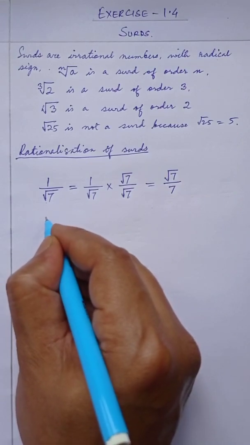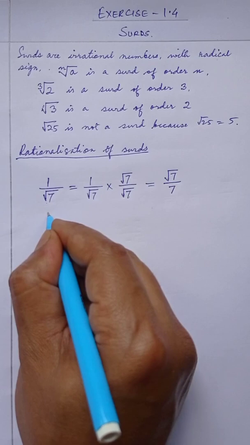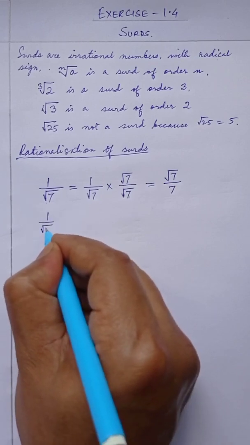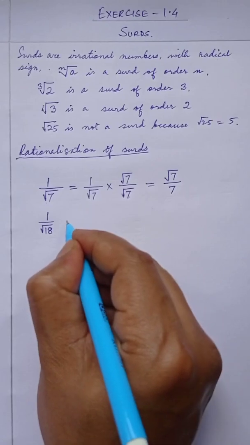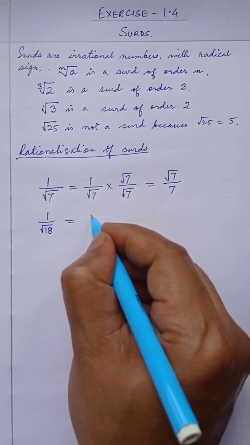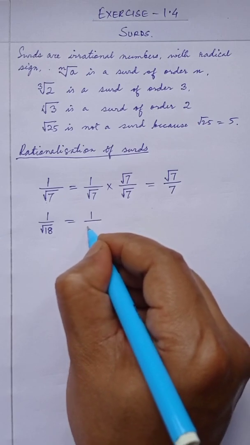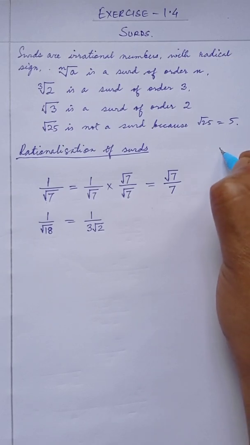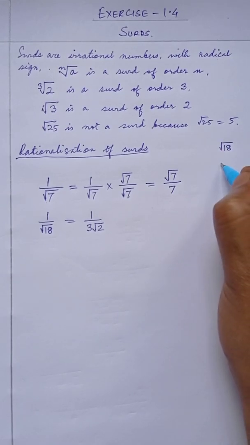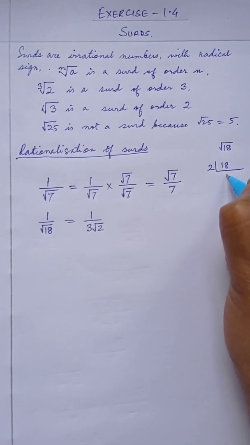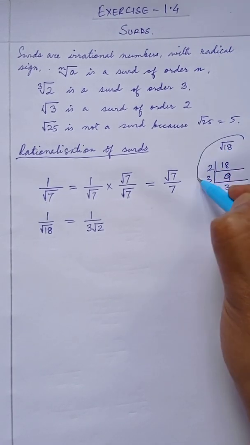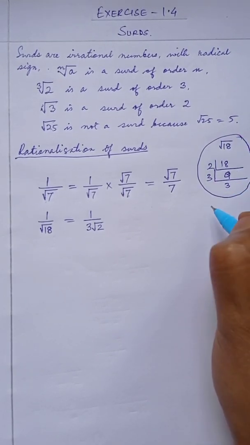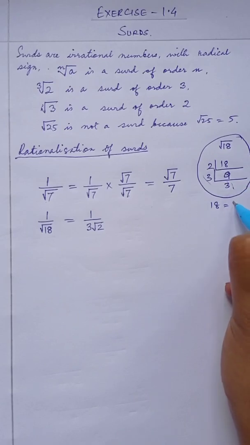One more example, if I have 1 by root 18, so what will I use here? 1 by 3 root 2. 3 root 2? Why 3 root 2? Because root 18 is not in simplest form. 18 is 2 times 9, 2 times 3 times 3. So I hope you know how to take the square root. So here root 18 is 3 root 2.